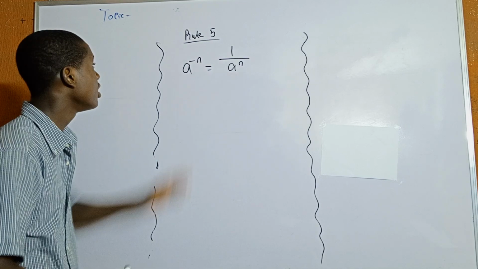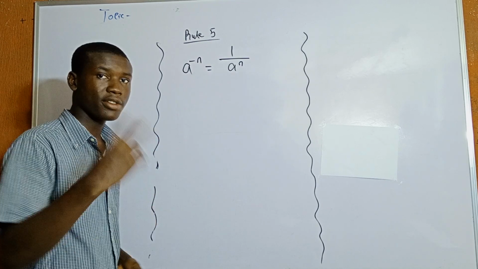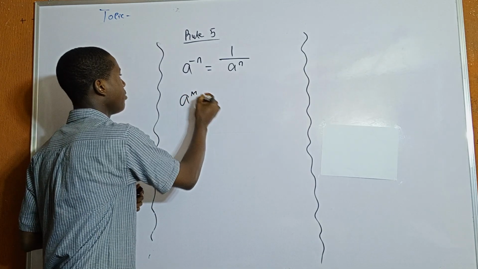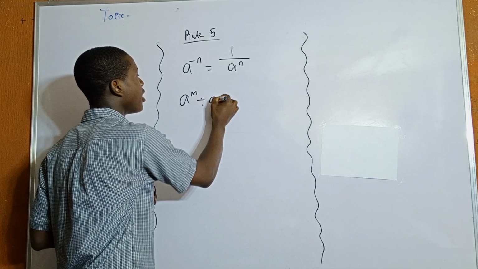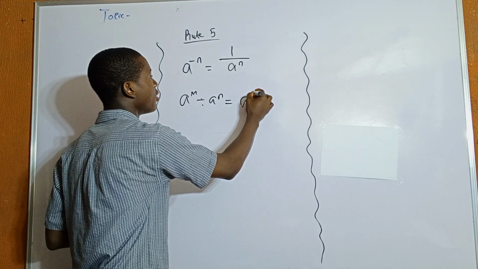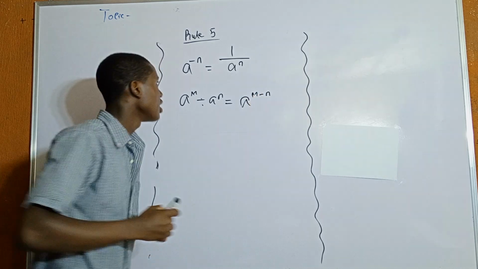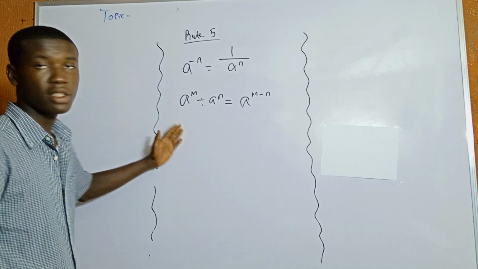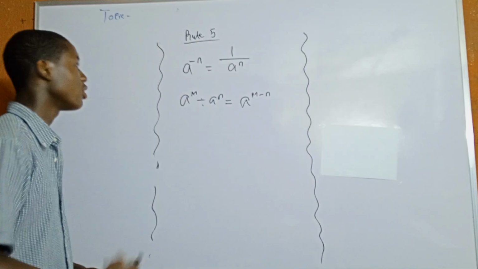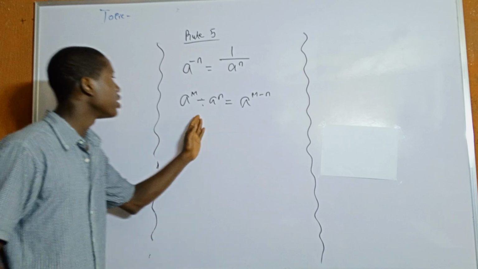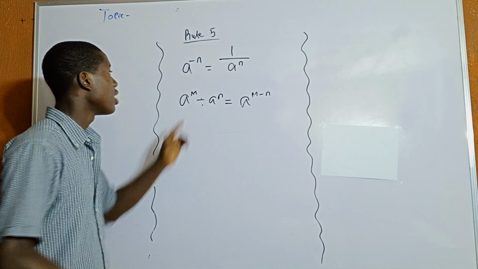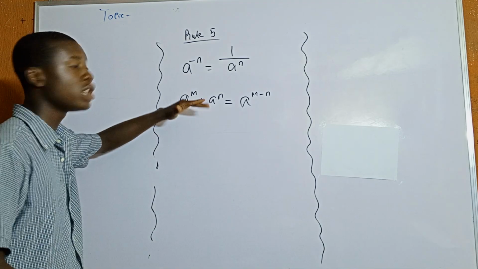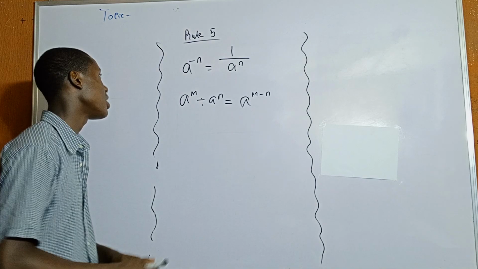And by the way, this law is an extension of the second law of indices, which says a raised to the power m divided by a raised to the power n will be equal to a raised to the power m minus n. Now, if you are not familiar with this rule, please check part 1 of the laws of indices series on my channel, where we discussed this rule with a very simple explanation. So please go back and check it before coming to watch rule 5. Thank you.